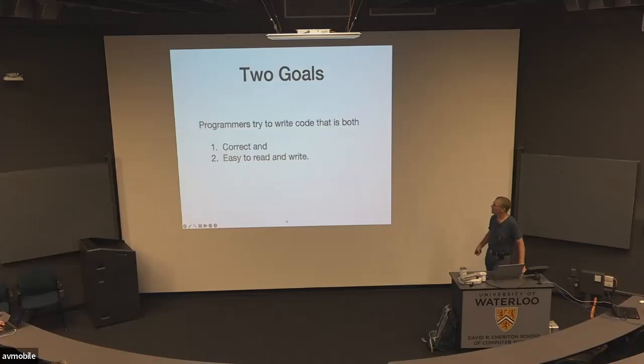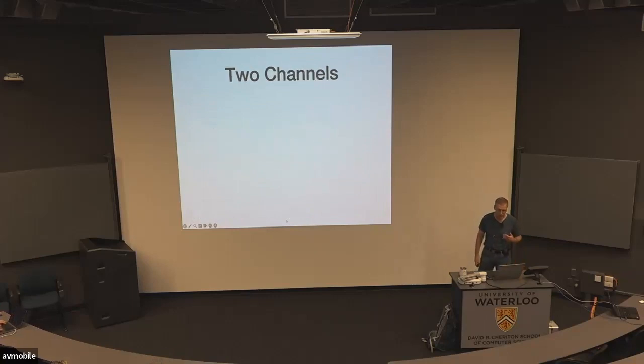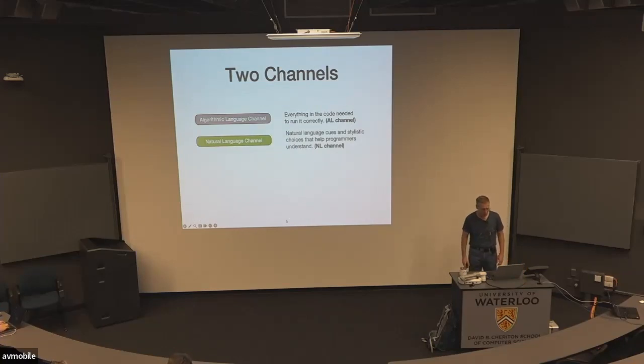So the two audiences give rise to two goals. Programmers try to write code that is both correct and easy to read and write. And these goals, in turn, give rise to two channels. The algorithmic language channel, which consists of everything in the code needed for it to run correctly. We call this the AL channel. And a natural language channel, which contains the natural language cues and stylistic choices that help programmers understand the code. And these two channels share tokens. And because they share tokens, they interact.